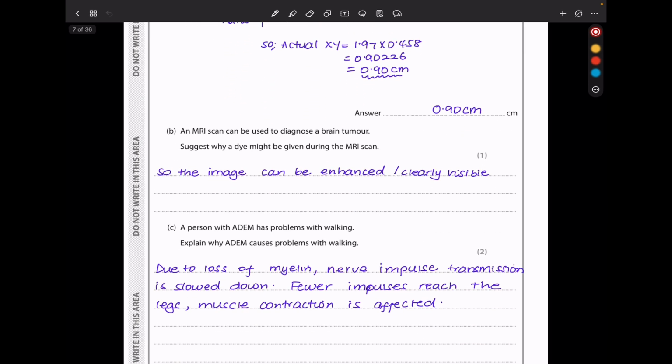And then they say an MRI scan can be used to diagnose a brain tumor. Suggest why a dye might be used during the MRI scan. A dye is used to improve visualization, so I say it so the image can be enhanced or can be made clearly visible.